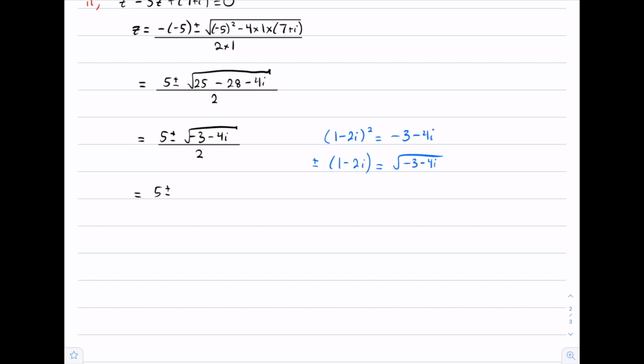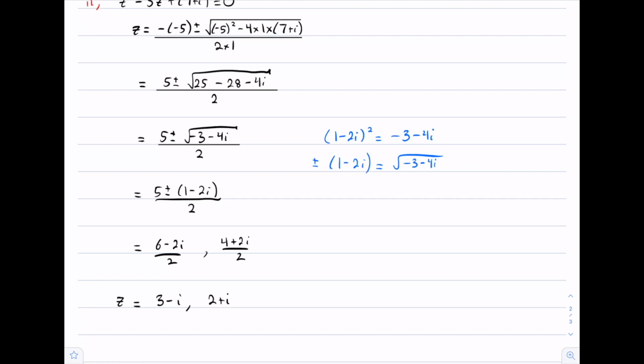So we have 5 plus or minus 1 minus 2i, divided by 2. And so we have two cases: the case where we're taking the positive, and the case where we're taking the negative. In the first case, we have 5 plus 1, which is 6, minus 2i, all over 2. And our other answer would be 5 minus 1, so 4, plus 2i, over 2. And then this simplifies to 3 minus i and 2 plus i. And these are our two answers for z.